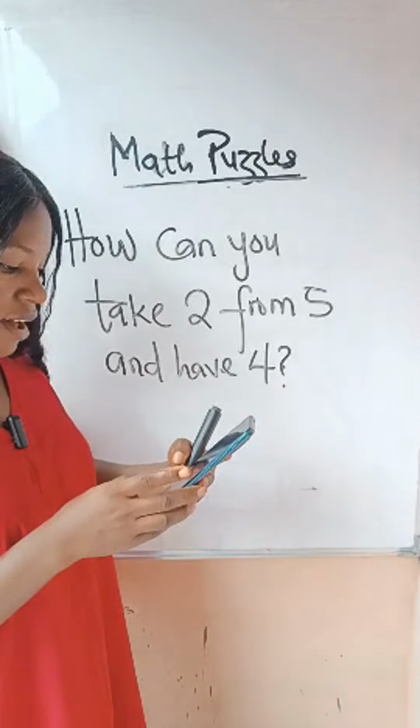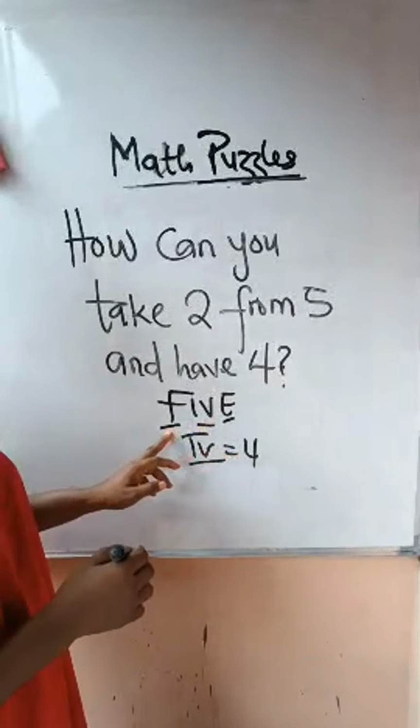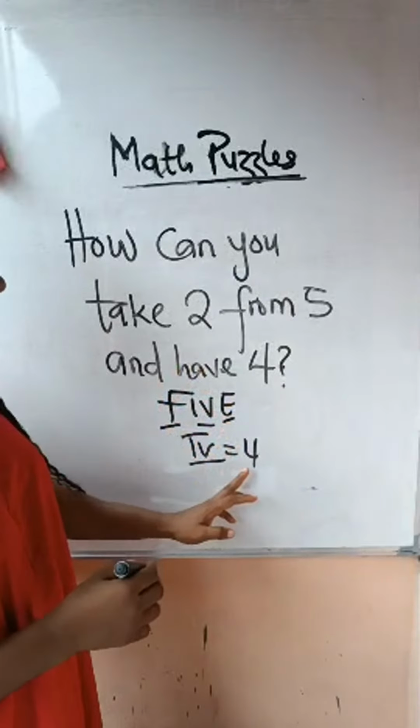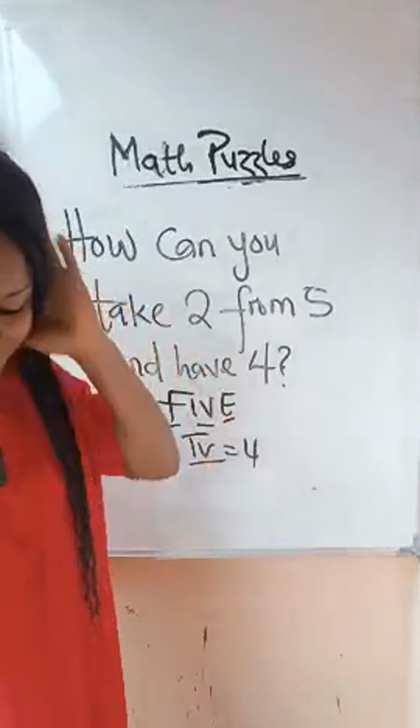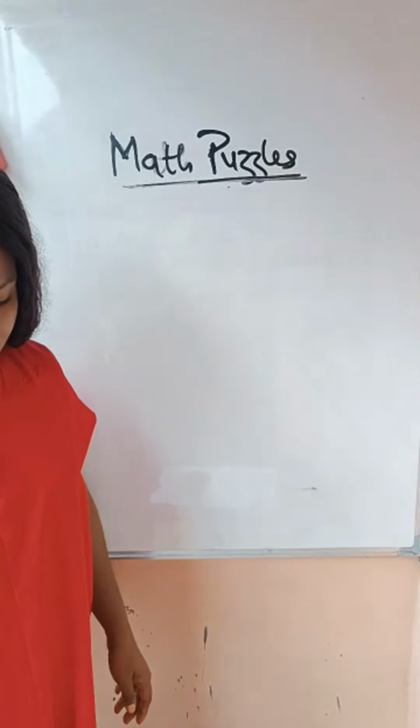It's easy. Write 5. If you take away F and E, then you have IV, which is the Roman numeral for 4. So this is the only way you can take away 2 from 5 to get 4. Interesting, right? Very interesting. Okay, another question. Are you ready for another question?